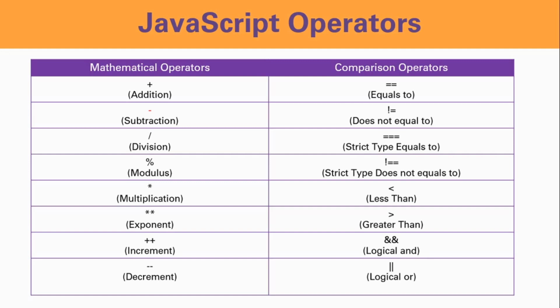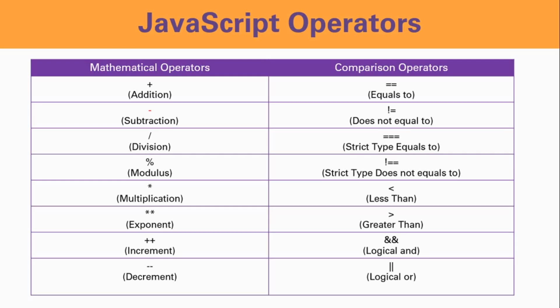equal sign refers to equals to, the exclamation mark and equal sign means does not equal to. When we put three equal signs together, it means strict type equals to. For example, if we want to compare 10 equals to 10, to ensure that somebody has not typed 10 as a string, and we want to specifically ensure that both are the same data type. For example, number is being compared against number and not number being compared against string.